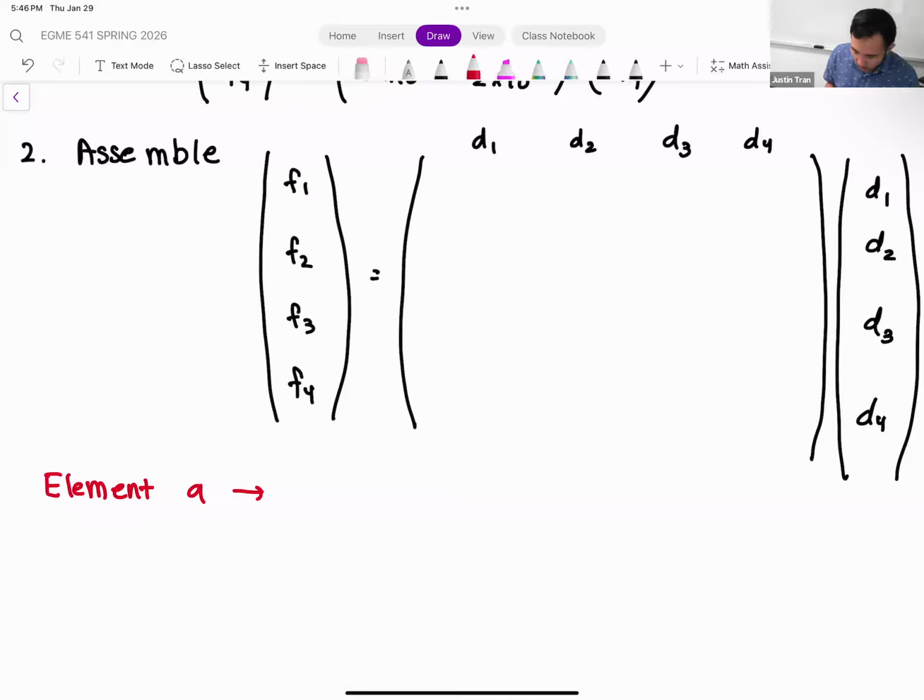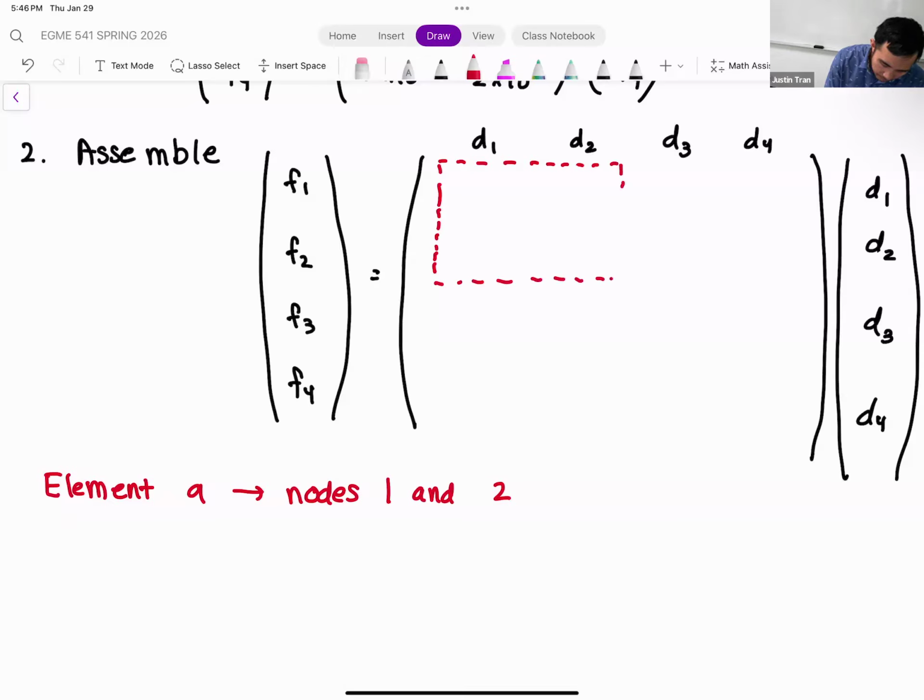Okay. So element A we know is connected to nodes 1 and 2. So nodes 1 and 2, that's going to be the first 2 rows, first 2 columns, basically where they intersect. Okay. Let's go ahead and write the values in here. So that's 10 to the 6th, minus 10 to the 6th, minus 10 to the 6th, and then 10 to the 6th.